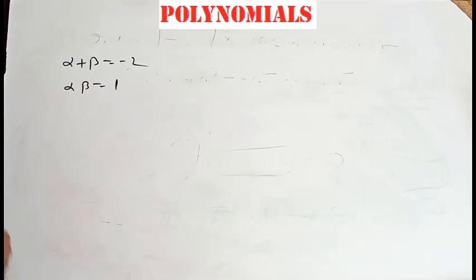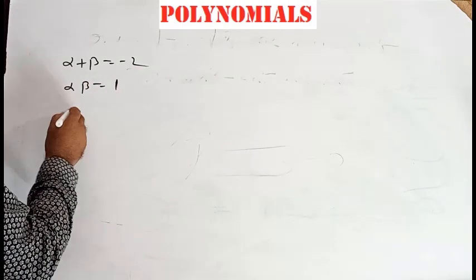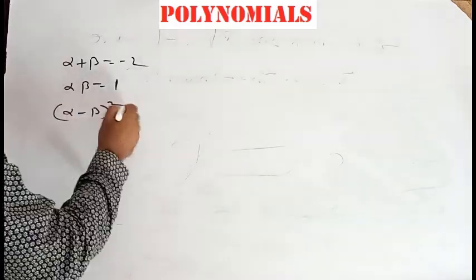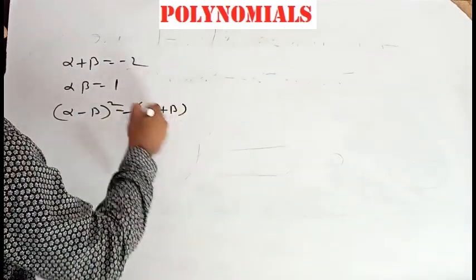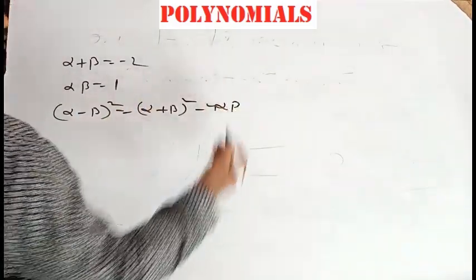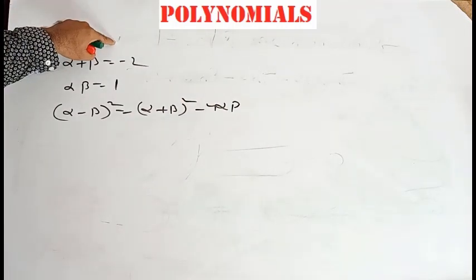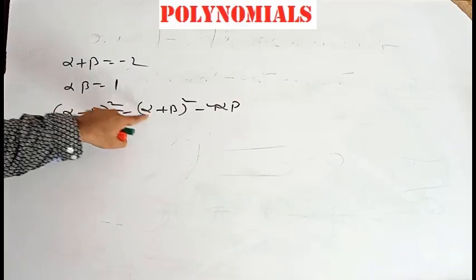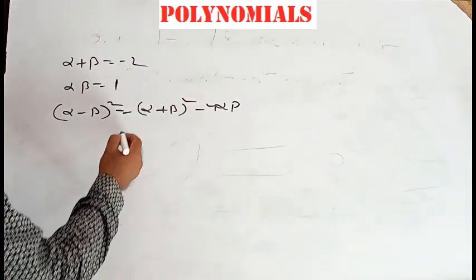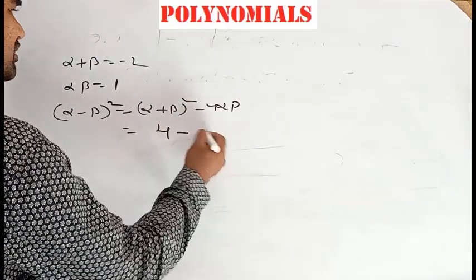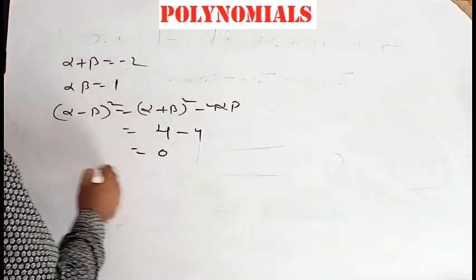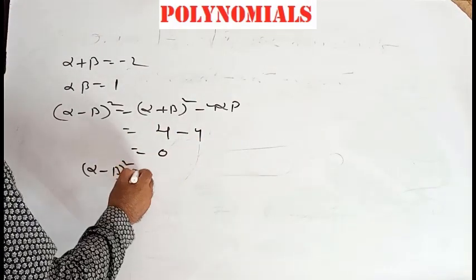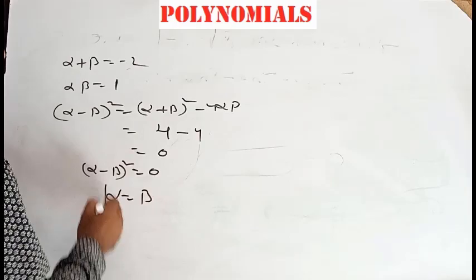Okay, students, by using these two relations, we want to find alpha and beta values. So, alpha minus beta whole square is nothing but alpha plus beta whole square minus 4 alpha beta. Alpha plus beta is there. I want to find alpha minus beta value. Already you know the formula: a minus b whole square equals a plus b whole square minus 4ab. So alpha minus beta whole square is 4 minus 4, that is equal to 0. Alpha minus beta whole square equal to 0 means alpha equal to beta only.